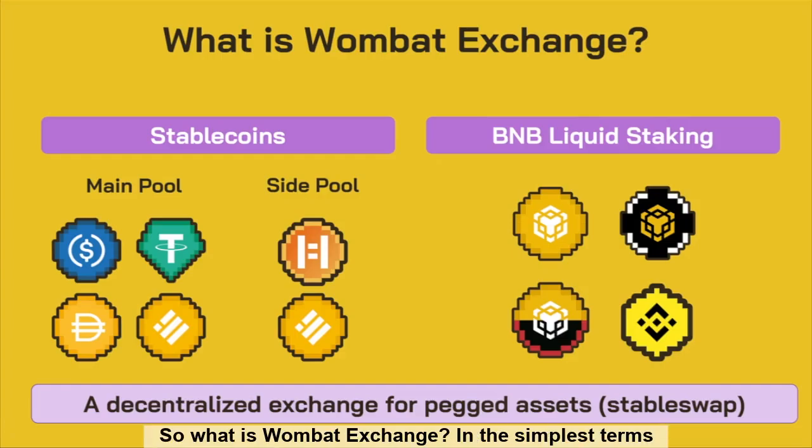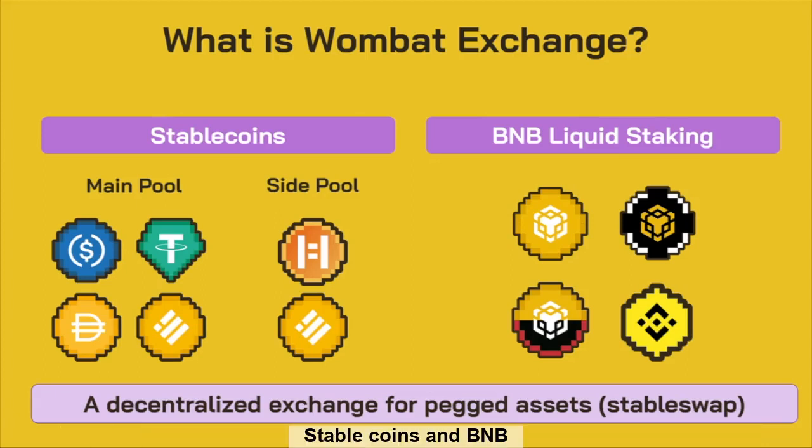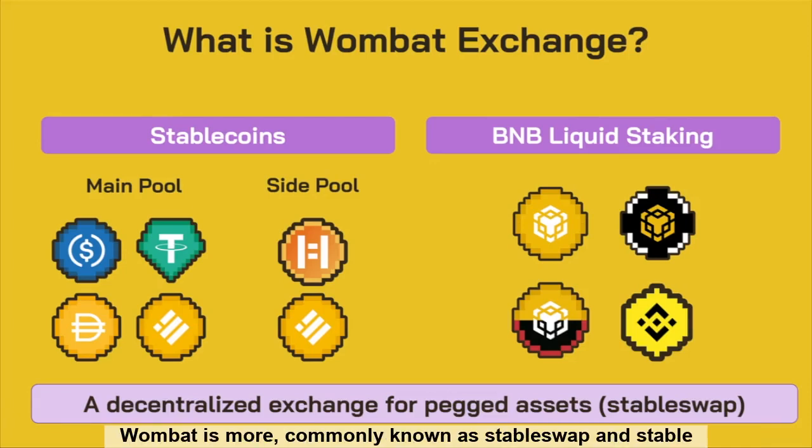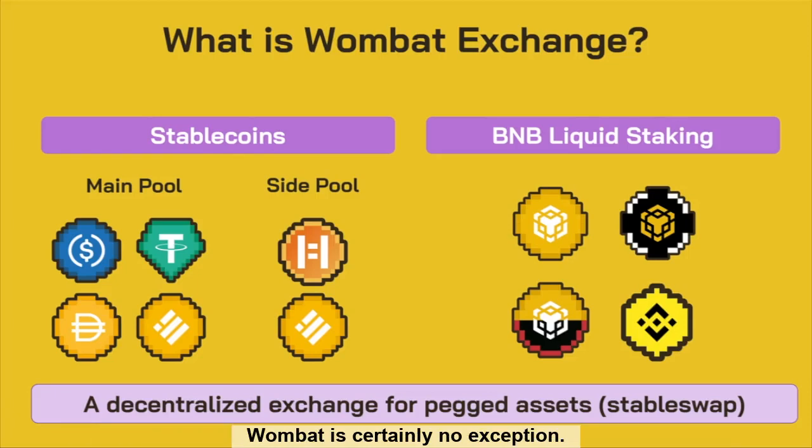In the simplest terms, Wombat is a decentralized exchange, or DEX, on BNB. It specializes in token swaps between pegged or stable assets, namely stablecoins and BNB liquid staking derivatives. Wombat is more commonly known as a stable swap, and stable swaps are in general a crucial part of any blockchain ecosystem, and Wombat is certainly no exception.